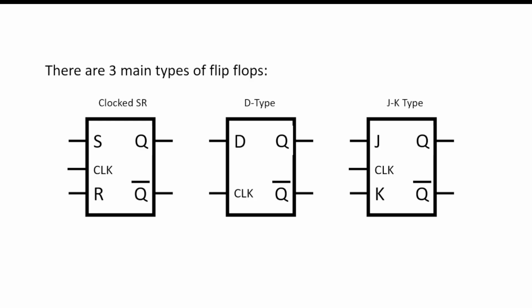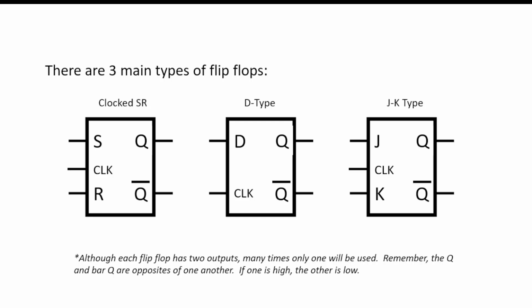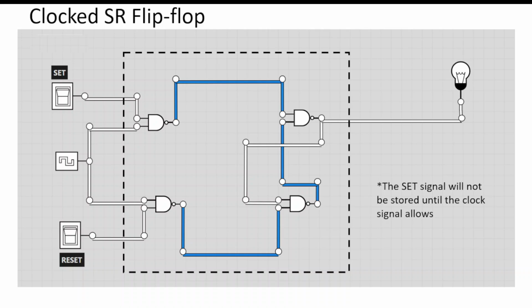Now there are three main types of flip-flops. There is the clocked SR, the D type, and the JK type. And you can see that each one has a connection for a clock signal. Although each flip-flop has two outputs, many times only one of them will be used, and it really is dependent on the situation. Remember, the Q and the bar Q are opposites of one another. If one is high, the other is low.